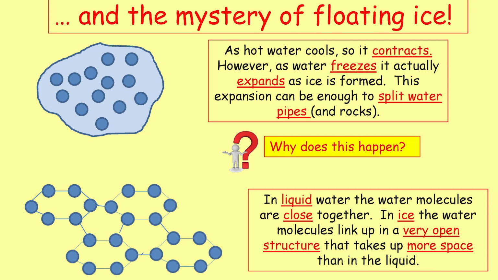Thermal expansion in liquids. As hot water cools, it contracts. However, as water freezes, it actually expands as ice is formed. This expansion can be enough to split water pipes. In liquid water, the water molecules are close together. In ice, molecules link up in a very open structure, which takes up more space than in liquid.